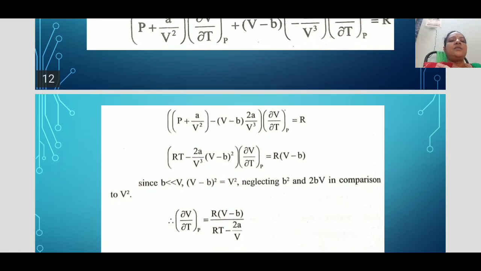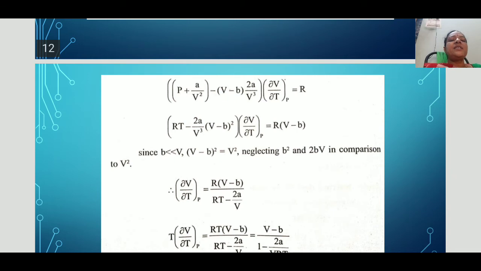After that, again simplifying, that is [RT − (2a/v³)(v − b)²] into (∂v/∂T) at constant P is equal to R(v − b). Here we are taking some consideration. If the constant term b is small, then (v − b)² is approximately equal to v². Means we are neglecting a higher term, that is b², and 2bv also we are neglecting compared to v².